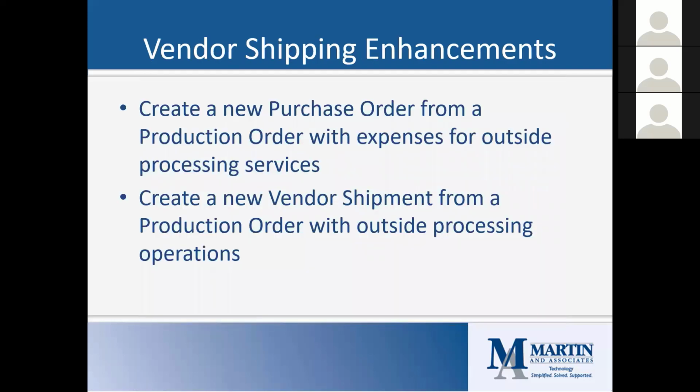Some shipping enhancements around production orders. So if you're on a production order, you can now make a new purchase order for any lines that have an expense for outside processing services. Like if you have something that needs to go to another vendor to get plated or processed somehow, you can create a purchase order right from your production order. Same thing for a shipment. You can make a new vendor shipment and record that in Acumatica if you need to send some items out to a vendor to get processed.